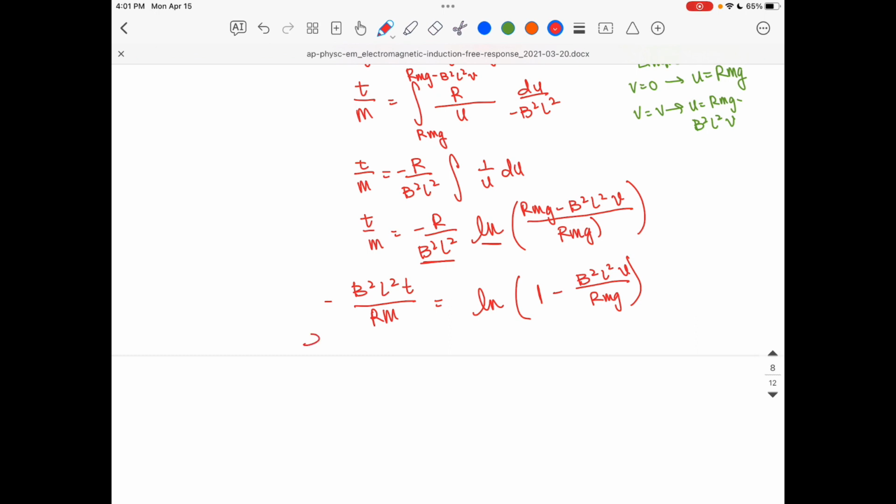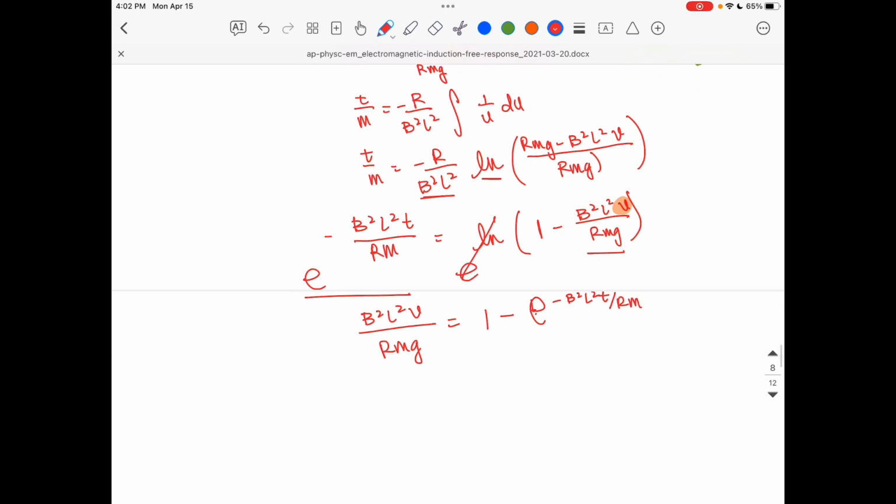And from there, we can take e of both sides, get rid of that ln. So now I've got e to the negative power. What I want to isolate is this v right here. So what I'm going to do is take this, add that to the other side, subtract this e to the right side, and I get B squared L squared v over RmG is equal to 1 minus e to the negative B squared L squared t over Rm.